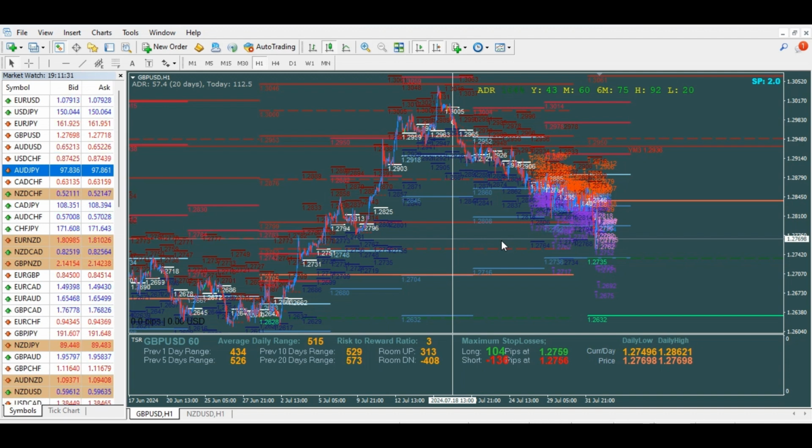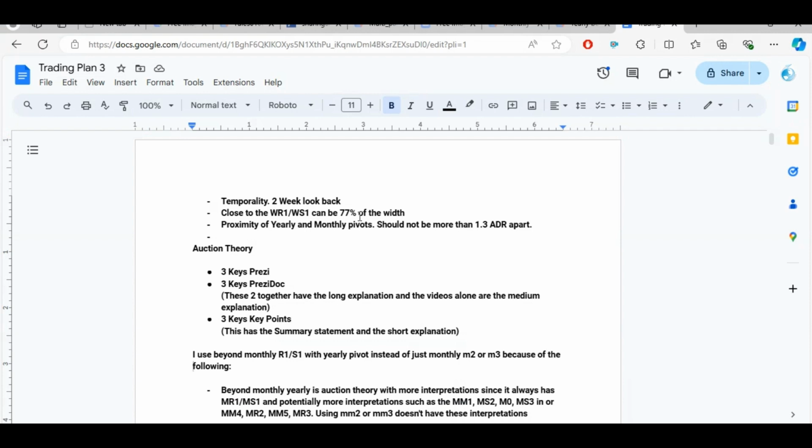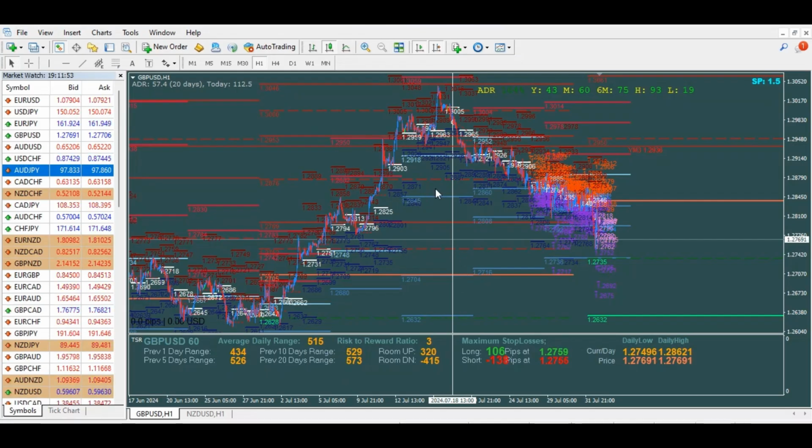We're going to be going over some trades that we took in the month of July. So July 2024. I wanted to discuss the temporality, right? I believe that a 2-week look back is gauging the timing of when the levels are actually hit. Okay. So this is the weekly middle pivot.